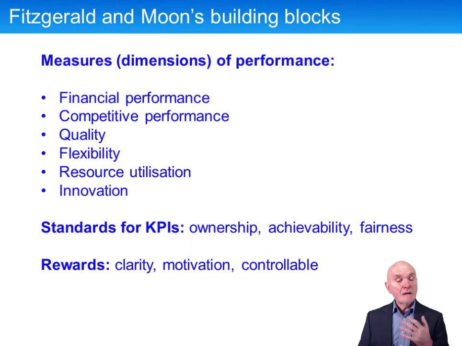So those are the dimensions of performance. And if we have dimensions of performance, places where we must perform well, then what you must have are ways of measuring how well you've got on. And these are the KPIs, the key performance indicators. So if you're saying our competitive performance needs to be good, you need to measure your own, and you need to compare it. You need to benchmark it against your opponent's performance.